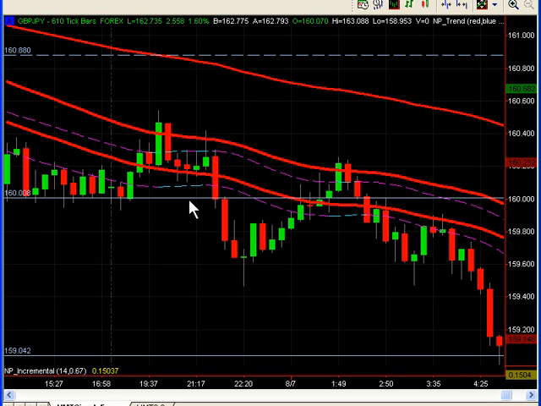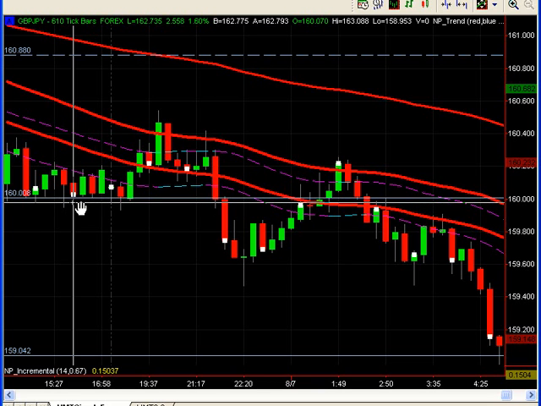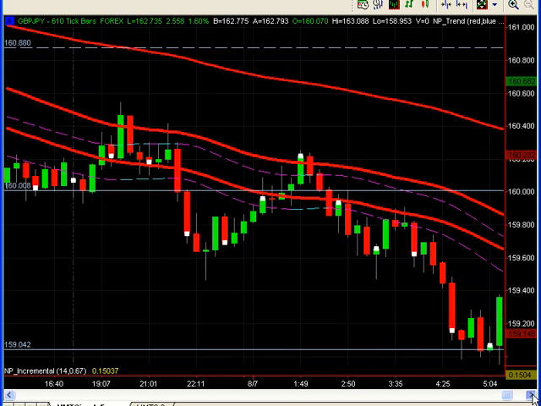And our first target was hit. This came towards the end of the day yesterday. We hit our first target. It was worth about 88 pips. And then our target number 2 was down here at 159 even. So this move came again this session. That's 188 pips. Now kind of look what happened after this.